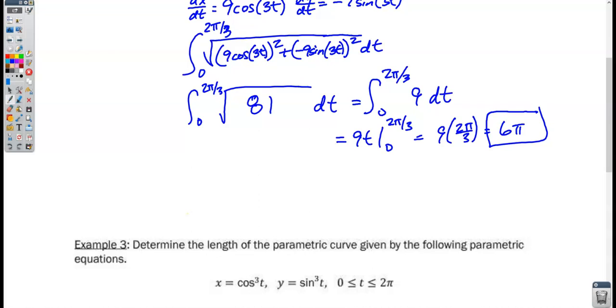Alright everybody, welcome back for video 2 of section 9.3 of AP Calculus BC, finding arc lengths of curves given by parametric equations. So we're going to do one more example here.